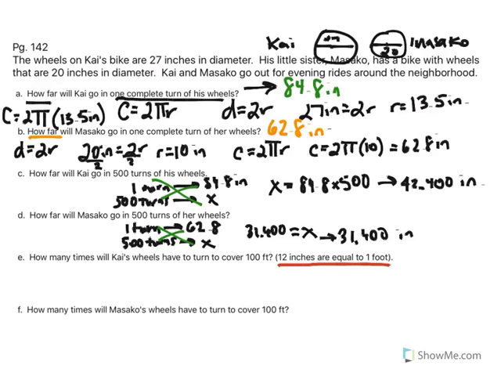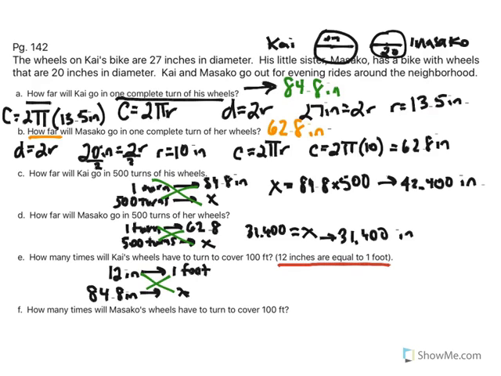But we need to find out how many turns his wheel will have to make in order to cover 100 feet. So we need to convert 100 feet into inches, so that way it's an even comparison. The problem tells us that there's 12 inches in 1 foot. We know that Kai's wheel in one complete turn goes 84.8 inches.